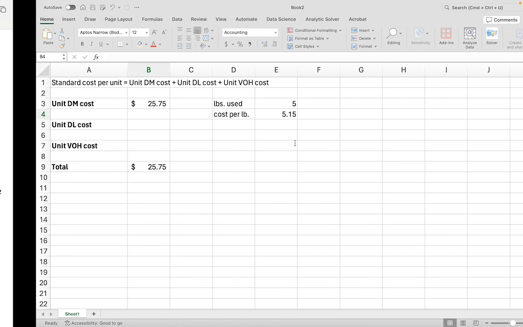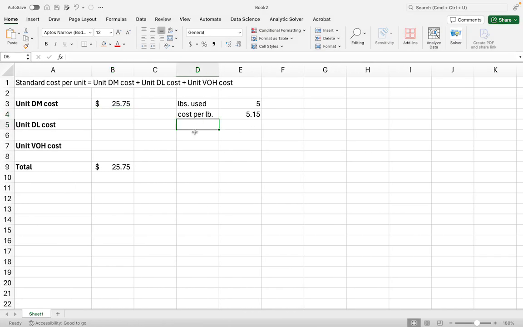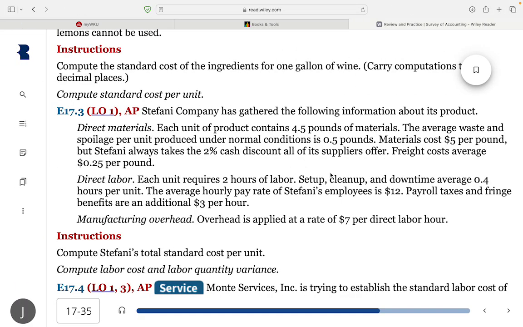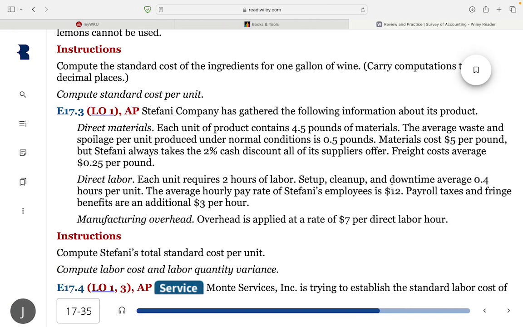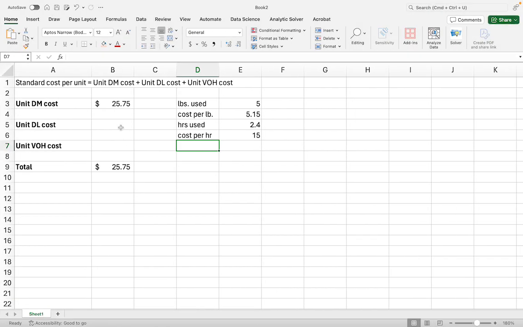So when I come over here, the number of hours used is going to be 2.4. And the cost per unit, or the cost per, it says the average hourly rate. So the cost per hour is going to be 15. It's going to be the $12 per hour plus the $3 for payroll taxes and fringe benefits. So my direct labor cost is going to be equal to 2.4 times 15, or $36 per unit.